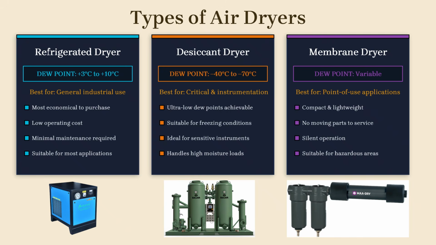Refrigerated dryers are commonly used in general industrial applications because they are economical and suitable for moderate dew point requirements. Desiccant dryers are used when extremely dry air is needed, such as in pharmaceutical, food processing, or instrumentation applications. Membrane dryers are compact and ideal for smaller point-of-use systems. Choosing the right dryer technology depends on the required air quality, operating conditions, and system demands.